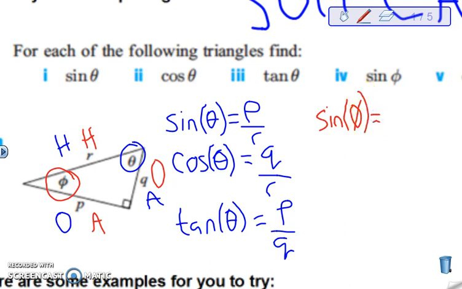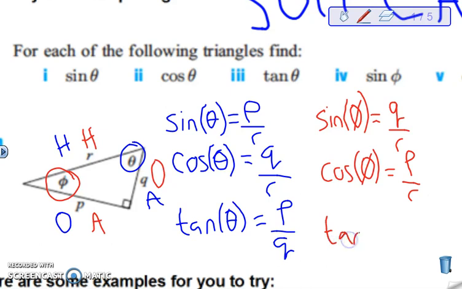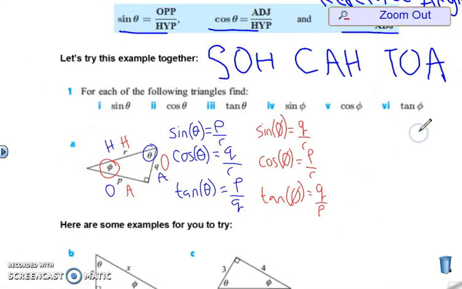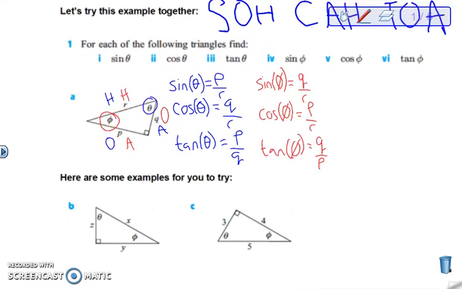So now, if we compare opposite and hypotenuse, we get Q over R. If we compare adjacent and hypotenuse, we get P over R. And if we compare opposite and adjacent, we get Q over P. All right, so that's how we find sine, cosine, and tangent for angles in a given triangle.